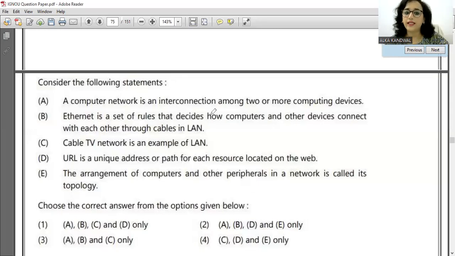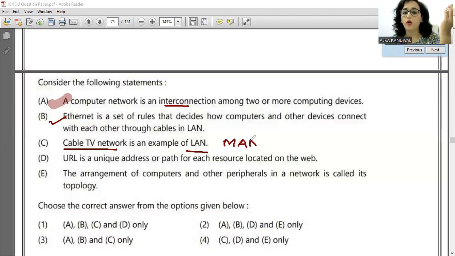A computer network is an interconnection among two or more computer devices. Absolutely correct. Ethernet is a set of rules that decides how the computers and other devices connect with each other through the cables in the LAN. That is also correct. Ethernet is basically related to the LAN only. Cable TV network is an example of LAN. No, cable TV network comes under the example of MAN, that is metropolitan area network. The range is more, it can access across cities also. So that is the false statement here.